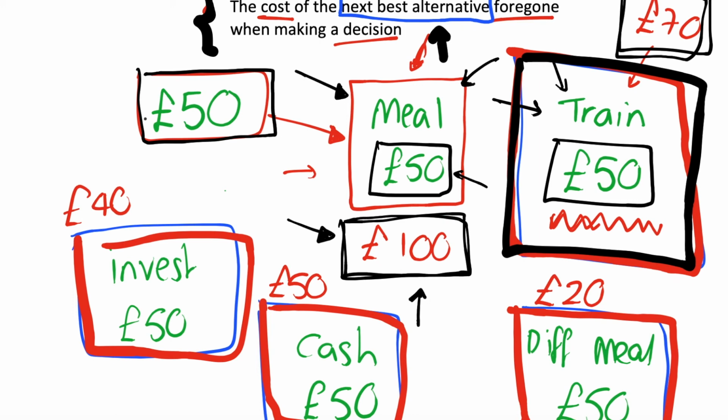We're not going to add up the £70 that's lost from the train journey, the £40 from the investment, the £50 from cash, and so on. The opportunity cost is only worried about the next best alternative, and that's why this next best alternative is in this definition. It means that we don't have to think of every single possible way we could have spent our money, because, as we know, there's an infinite number of ways we could spend our money. All we need to know about is the next best alternative.